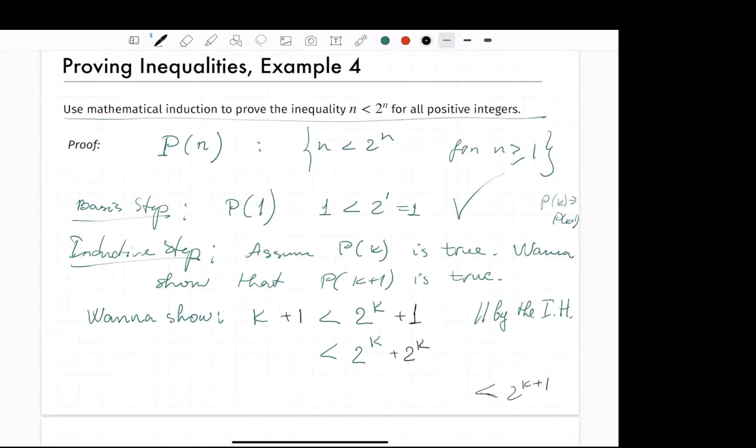Can I say that 1 is smaller than 2 to the k by algebra? Because 1 is smaller than 2 to the k, right? 1 is just 1, and 2 to the k is an increasing function. So if 1 is smaller than 2 to the first, it's going to be smaller than 2 to the second, 2 to the 7th, 2 to the 15th, and so on. So that is that. But that is equal to 2 times 2 to the k, which is 2 to the k plus 1.